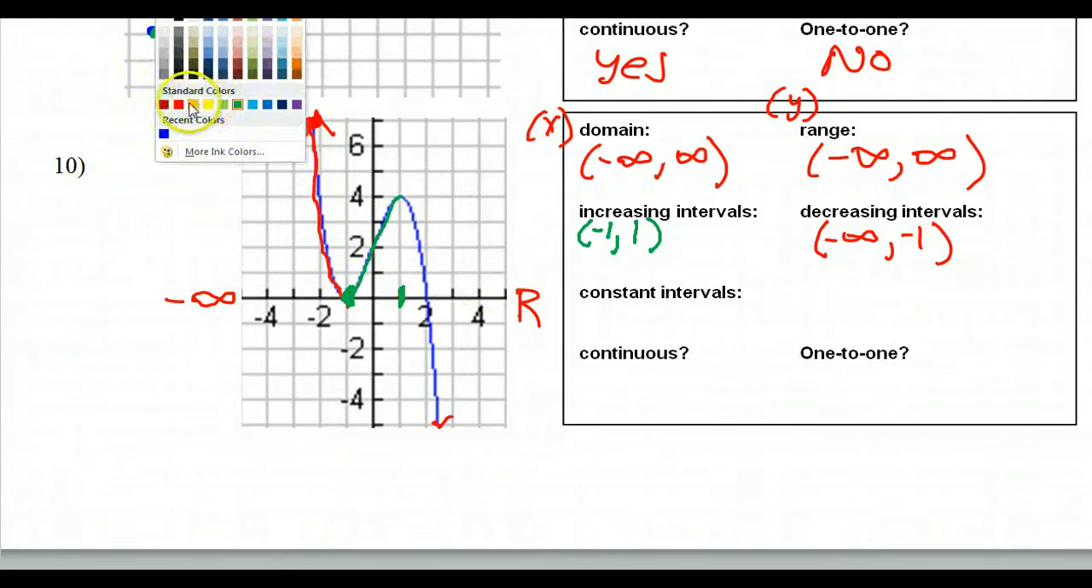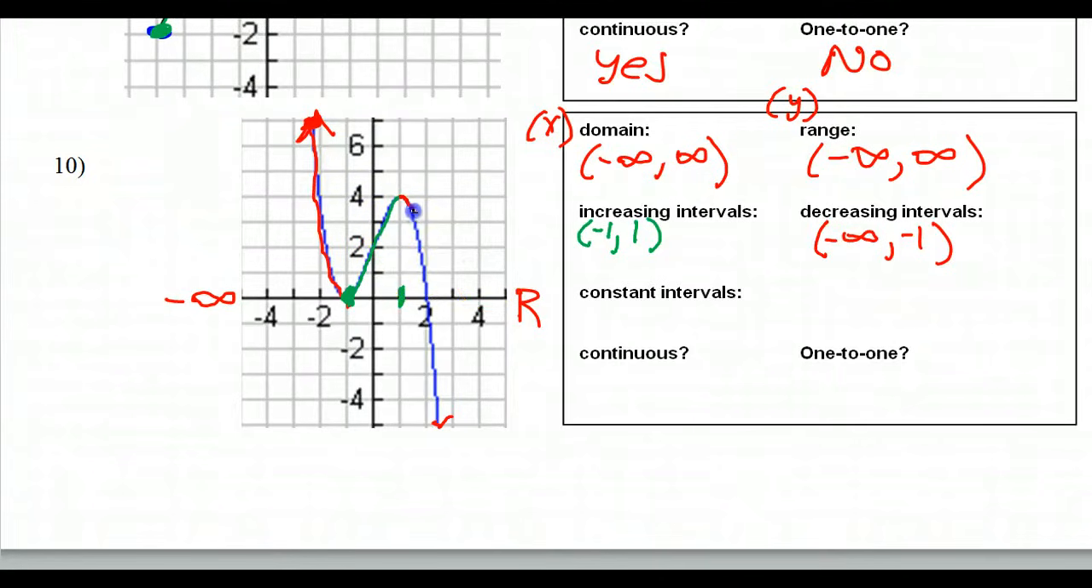But as I continue my journey, now I begin to fall again. Fall, fall, fall, fall, fall. So I have another decreasing interval from +1, because I'm picking up from here, to infinity. So +1 to infinity will be decreasing. There are no flat parts of the graph, so there are no constant intervals.